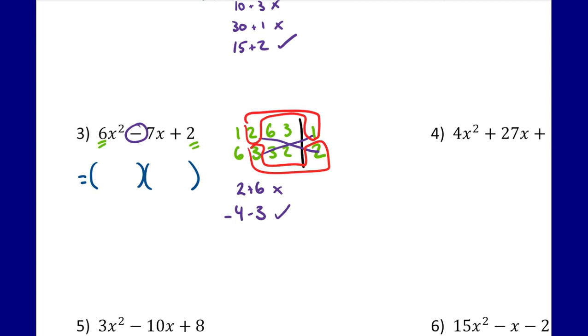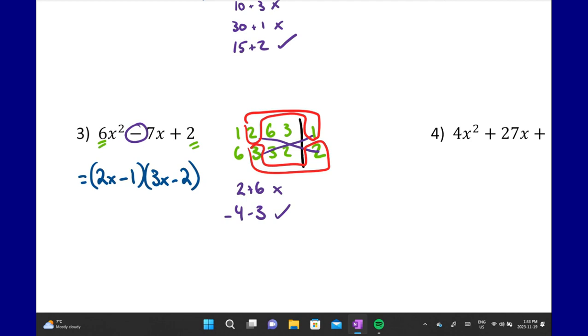So my two numbers inside are going to be 2x minus 1 because of the negative, and 3x minus 2 for the next bracket. Right, and it's just negatives because of the negative in our number.